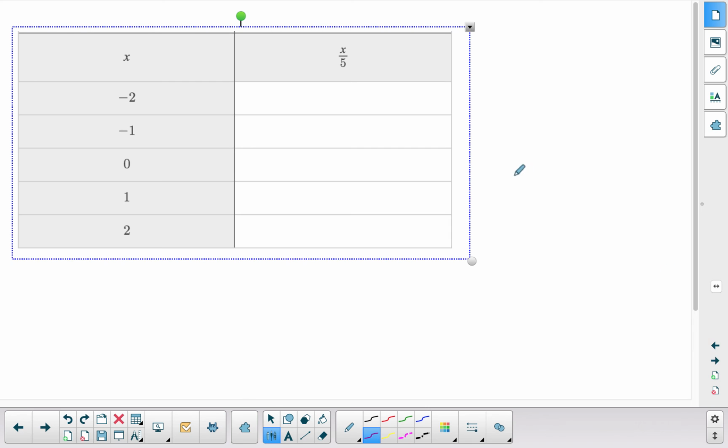One more for you, x over 5. All I need to do here is put -2 over 5, because that is the value that's going in for x. It's just a fraction. I did that for the rest of them. On 0, I just wrote 0. If you want to write 0 over 5, that's the same thing as 0, so you could put either one of those, but I just wrote 0 because it's simplified. Hopefully this makes sense for input-output tables.